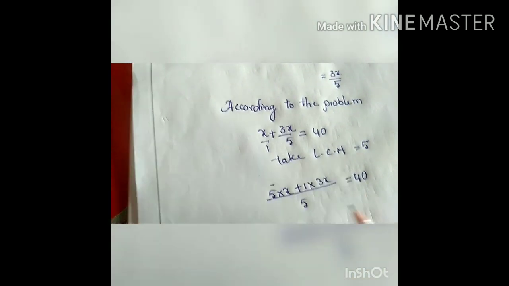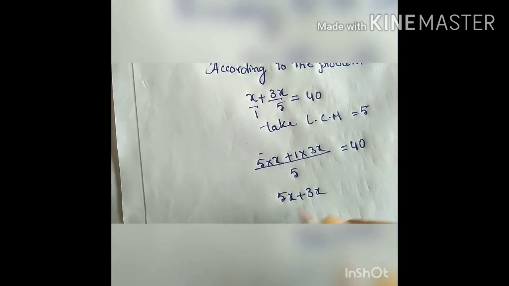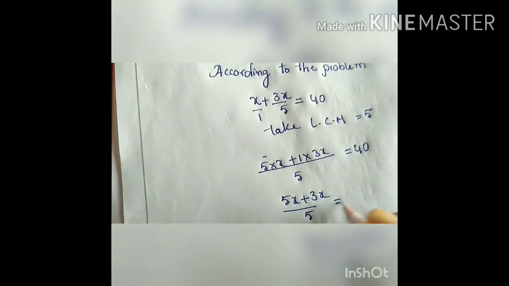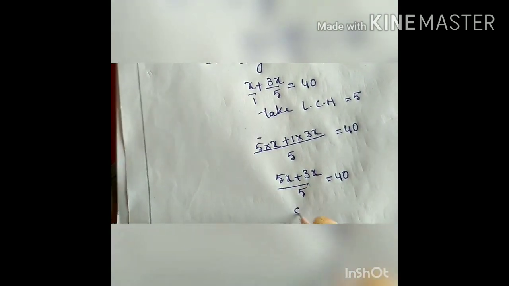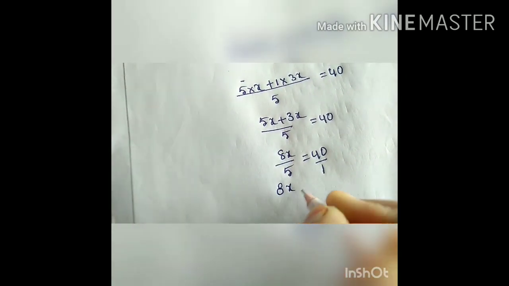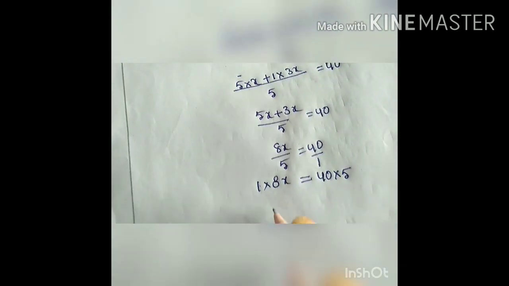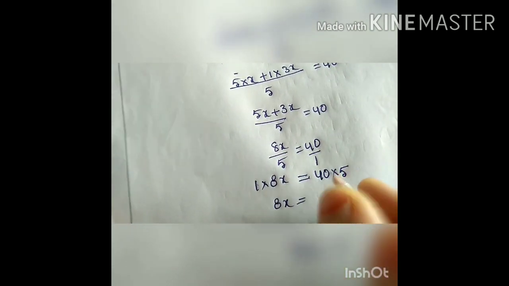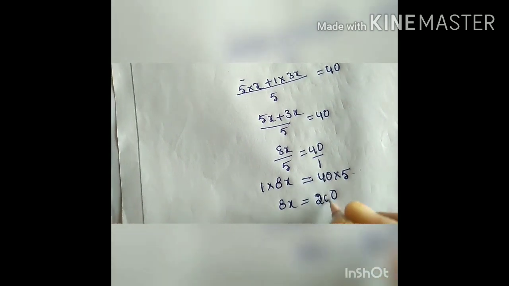plus 3x, that is 5 into x, 5x, plus 3 into x, 3x, by 5 equals 40. So 5x plus 3x is 8x by 5 equals 40. Cross multiplication: 8x equals 40 into 5. So 8x equals 200.